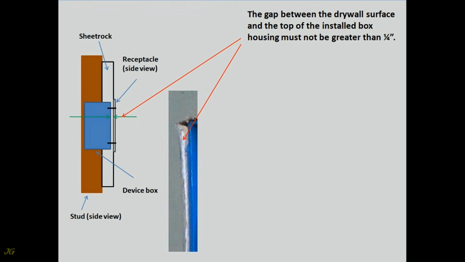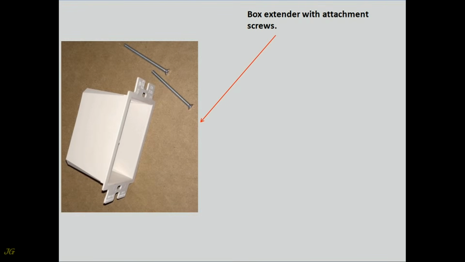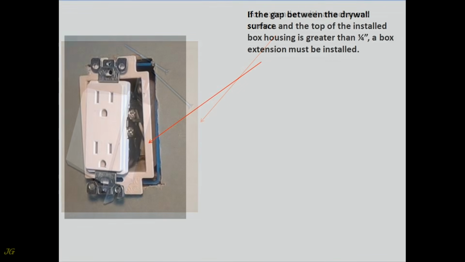The gap between the drywall surface and the top of the installed box housing must not be greater than 1/4 inch. Box extender with attachment screws. If the gap between the drywall surface and the top of the installed box housing is greater than 1/4 inch, a box extension must be installed.